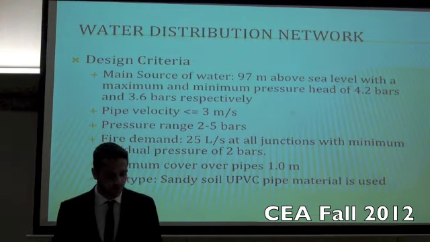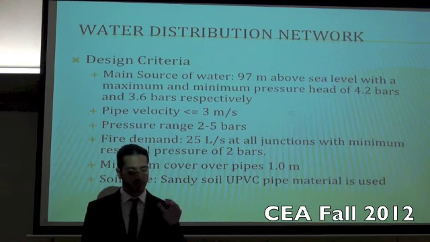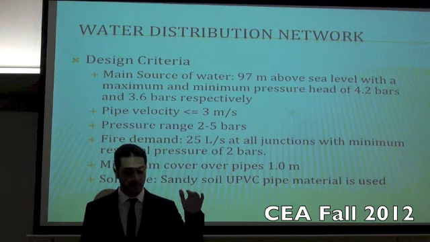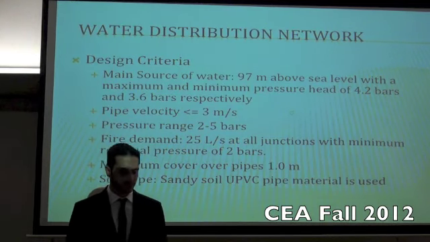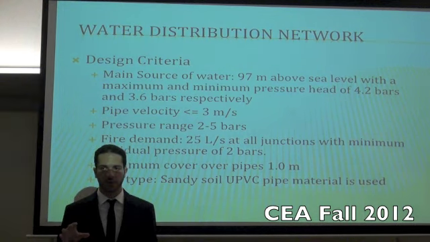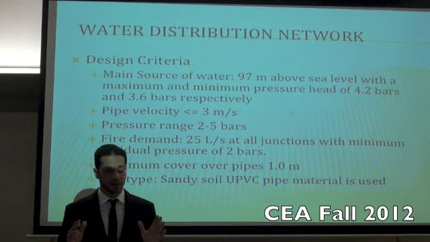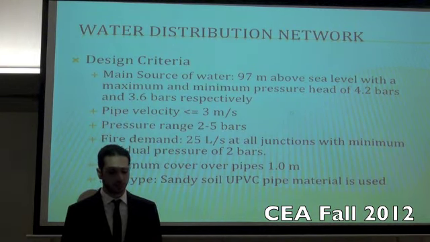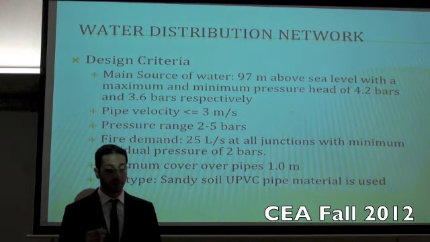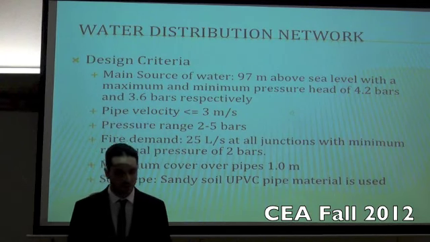For the water distribution network, our design criteria: the fresh water is supplied to the complex at an elevation of 97 meters above sea level, with a maximum pressure head of 4.2 bars and a minimum pressure head of 3.2 bars respectively. The pipe velocity has to be less than 3 meters per second to avoid abrasion to the pipes. Pressure for all the junctions in the residential complex should be between 2 and 5 bars. The fire demand, according to the code, would have to be satisfied at all junctions with a minimum residual pressure of 2 bars.